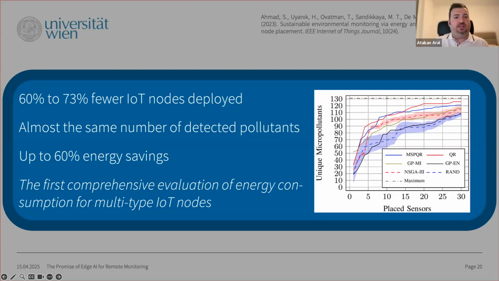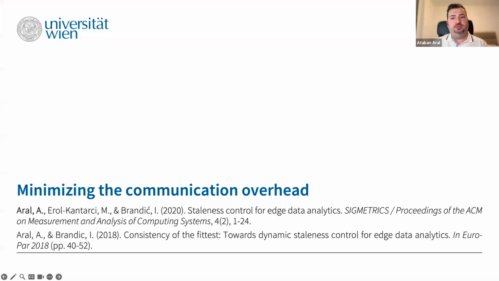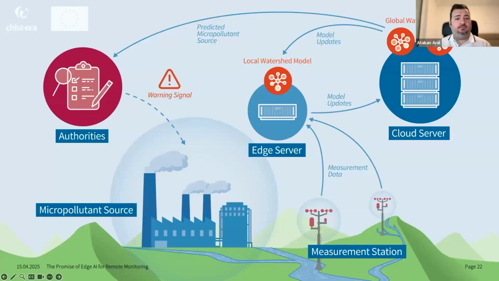So if there are no questions about this first aspect of sensor placement, I will move to the second part of my talk, which is about minimizing the communication overheads. Just a reminder that the communication happens between the measurement stations and the edge server, and then from the edge server to the cloud server.